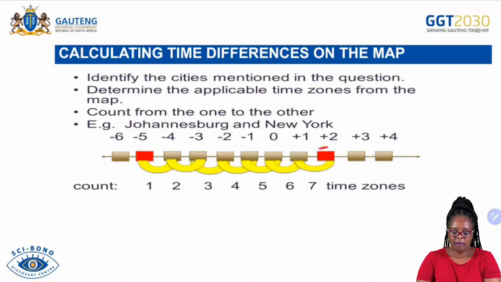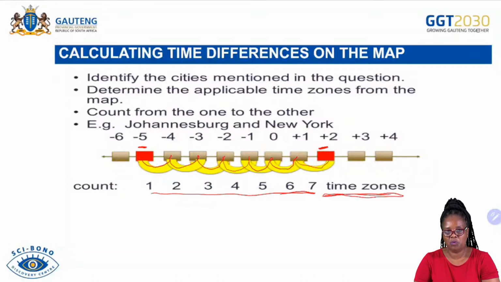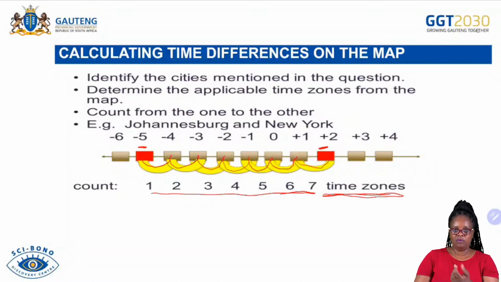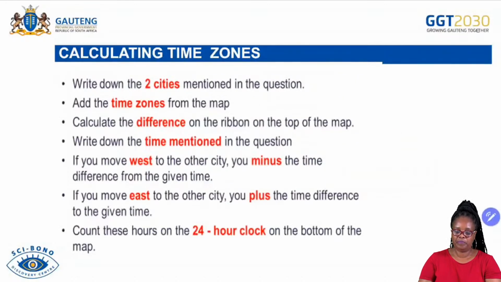It's what we have done from the map. New York here with red, it's -5. You can see that also. Then you count from here to here. That's what we count. It's 1, 2, 3, 4, 5, 6, 7. You've been given 7 time zones. Between South Africa and New York, there are 7 time zones. So this will assist you when you calculate time. This is the first step that you need to do.